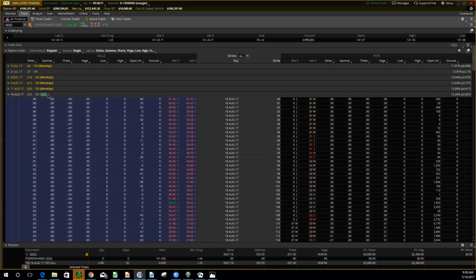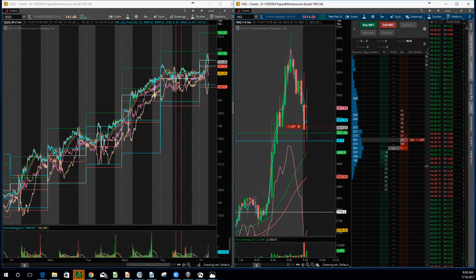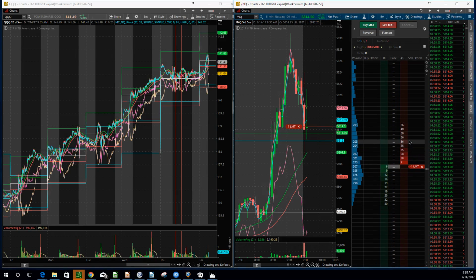Looks like we might get a trigger. Let me switch back over to the other screen where we can see what's happening. Let's see if we can get a trigger going to the downside. And looks like we are. I'm gonna play this to the downside, and I'm gonna try to sell it right there, and let's see if it goes.